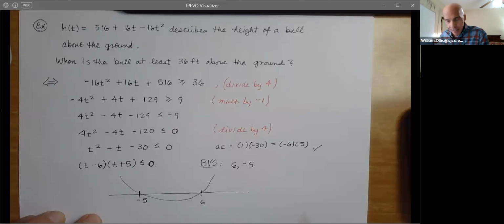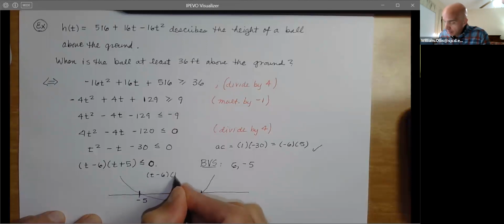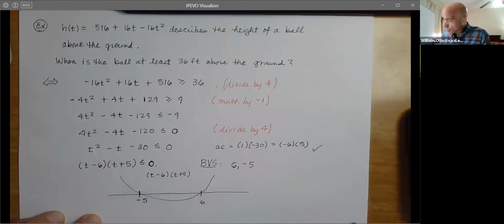But again, like I told you before, you can have the (t minus 6)(t plus 5), and we could just take a test point. So we could do like a negative 10. These are not unique. You can pick any point you like. I just pick easy ones, 0, and then a positive 10.